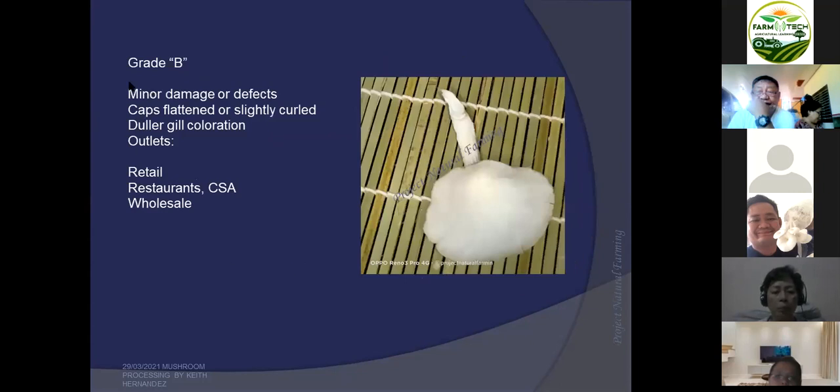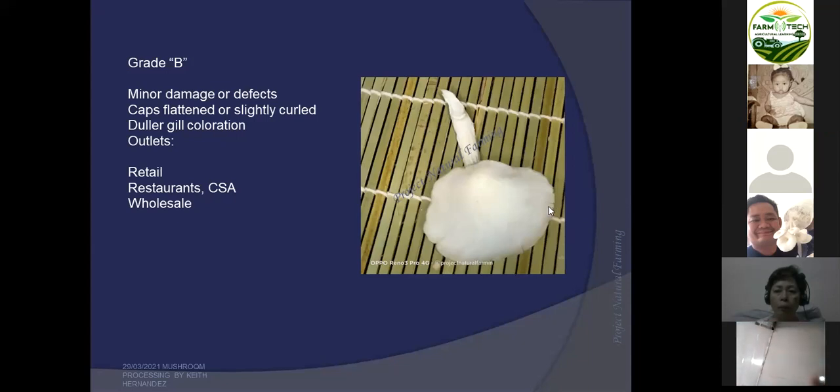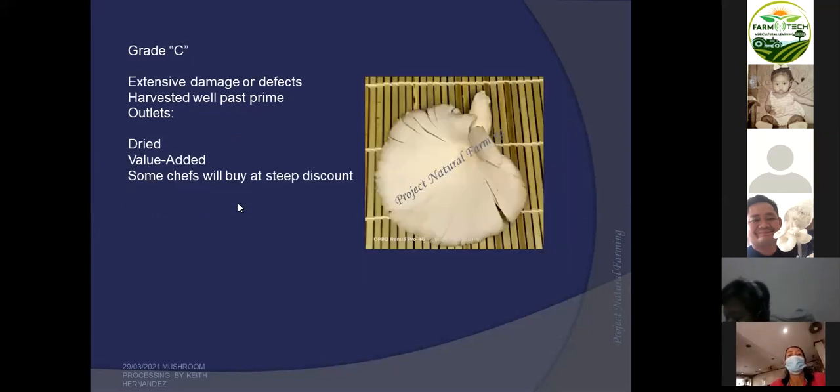Now, grade B po is medyo minor damages and defects na siya. Medyo natanda, tumanda na ng konti, flattened na yung caps or slightly curled pa rin yung iba, no? And this can still be in retail, restaurants, and wholesale. Especially yung mga catering, wala na siyang pakialam. Mga restaurants, wala yung pakialam. But not that much sa retail. Pag retail po, pumipili sila ng maganda itsura.